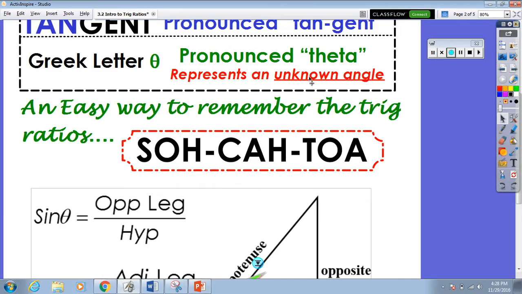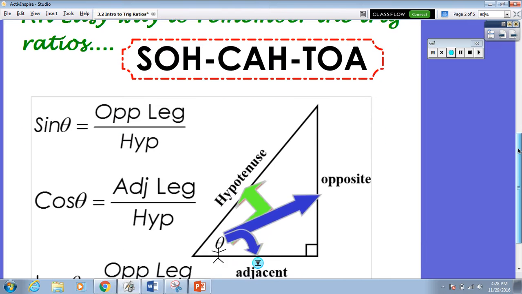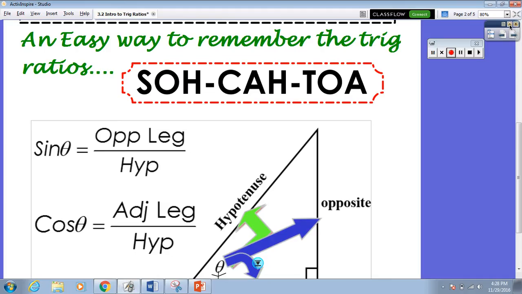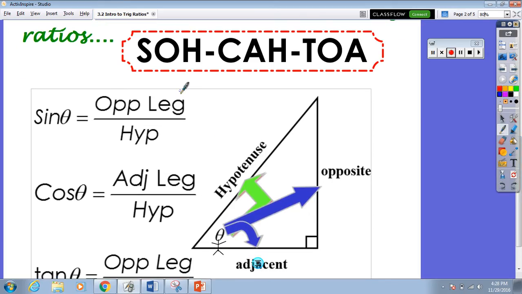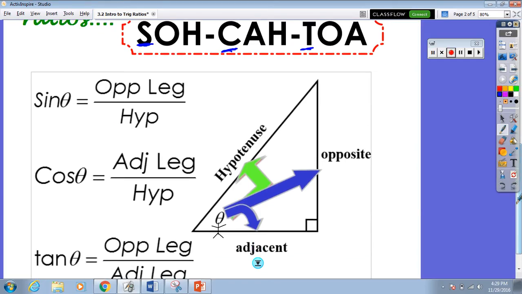In order to solve or use trig functions, a lot of math teachers use this little saying, which you pronounce as SOH CAH TOA. It's a way that you remember how to set up and solve for each one of your functions. The first letter in each one of these sayings, the S here, the C here, and the T here, all represent the sine, cosine, and tangent functions.